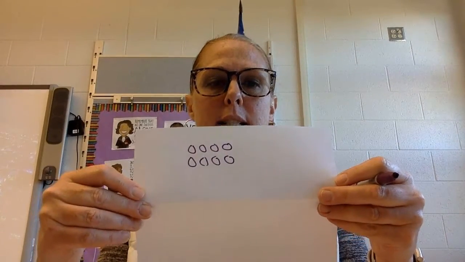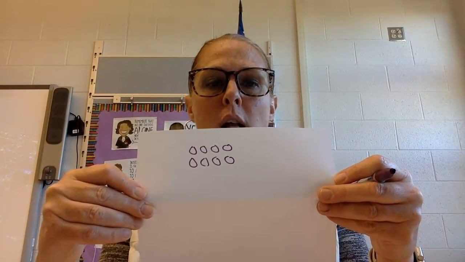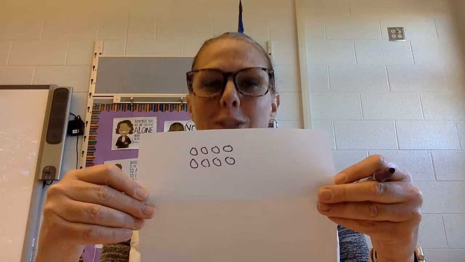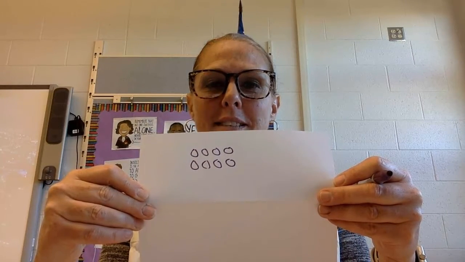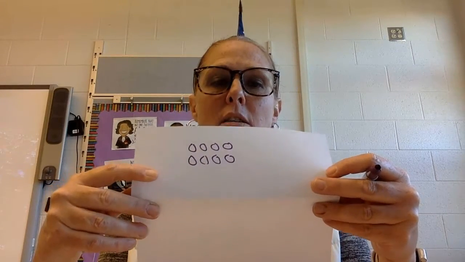What I want you to do with your paper is just fold a little bit of the top part, just like I did. Fold it over. And then you're going to draw a two-row, four-column array. So it's going to look like this. Two rows, four columns. Okay?